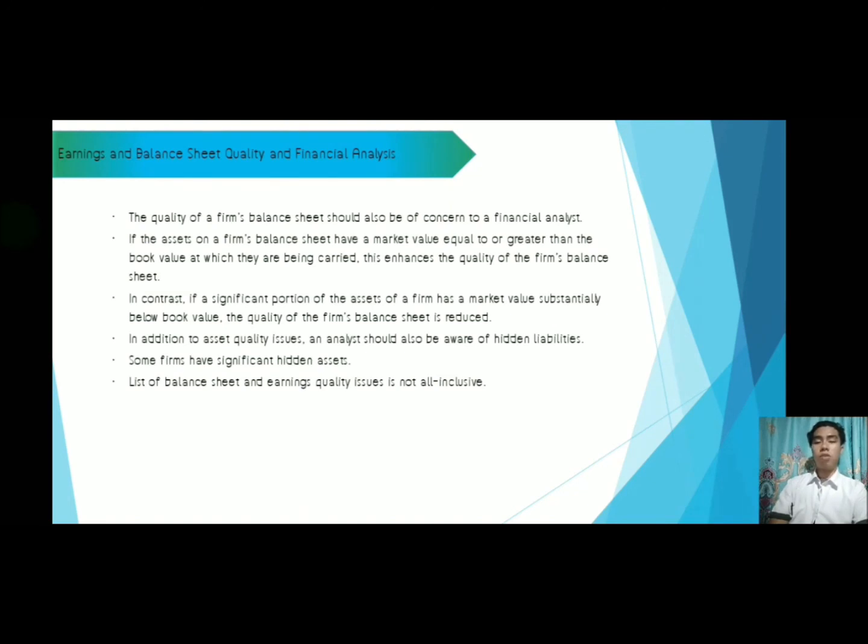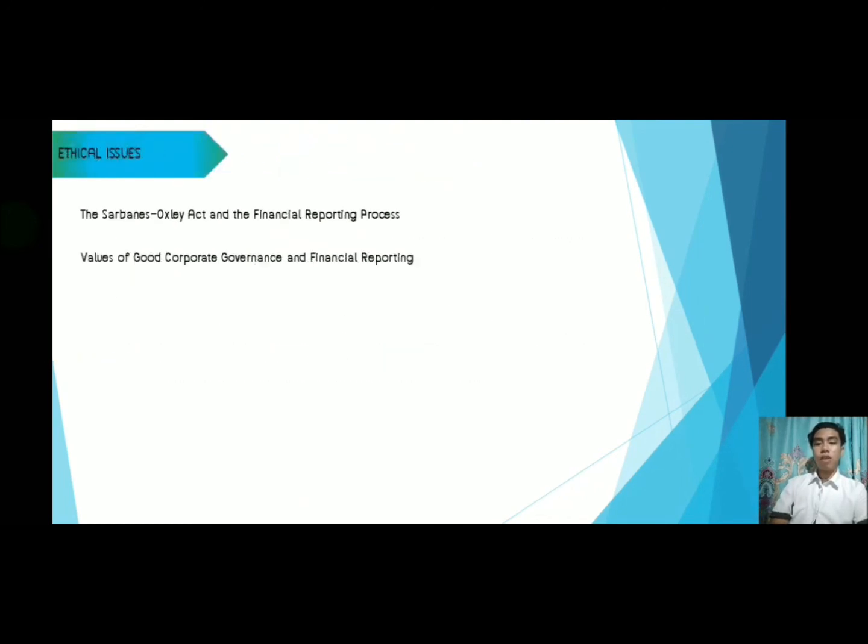So, many firms in so-called smokestack industries record losses as a significant portion of their assets are abandoned and written off as losses, such as Kaiser Aluminum, US Steel, and Bethlehem Steel. Bethlehem Steel declared bankruptcy in late 2001 as it found its remaining assets could no longer generate adequate levels of profits and cash flows. In addition to asset quality issues, an analyst should always be aware of hidden liabilities.